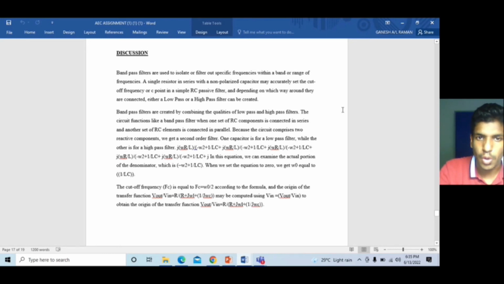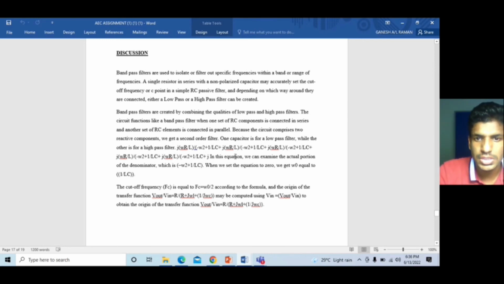The bandpass filter is a combination of the qualities of low pass and high pass filters. The circuit functions like a bandpass filter when one set of RC components is connected in series, and another set of RC elements is connected in parallel, because the circuit comprises two reactive components. We get a second order filter. One capacitor is for the low pass filter, while the other is for the high pass filter. So these are the formulas we apply when doing the calculation.